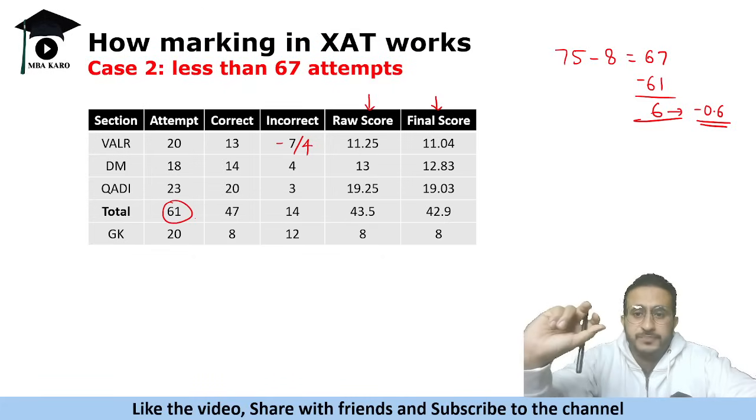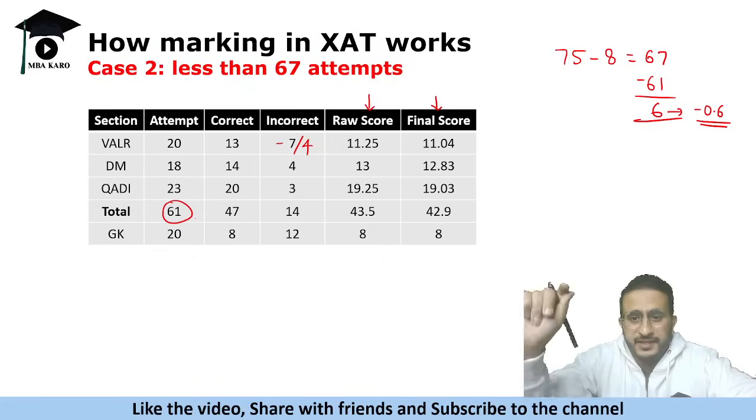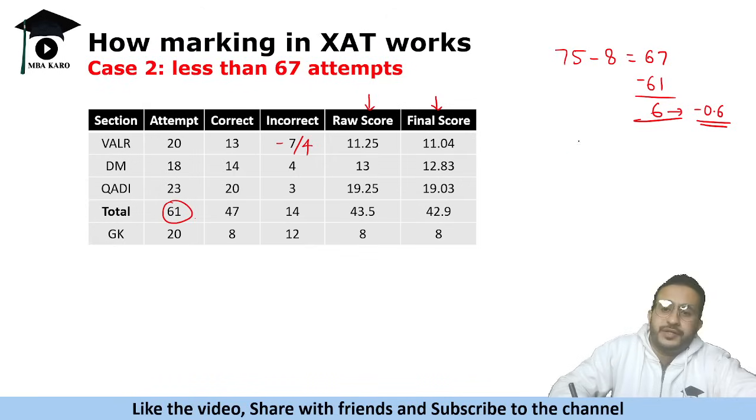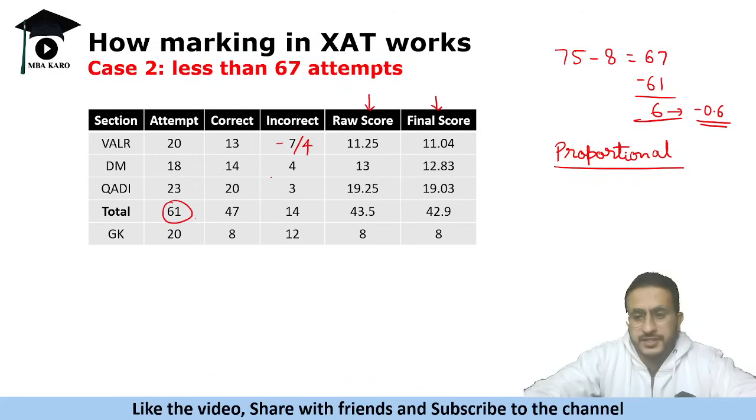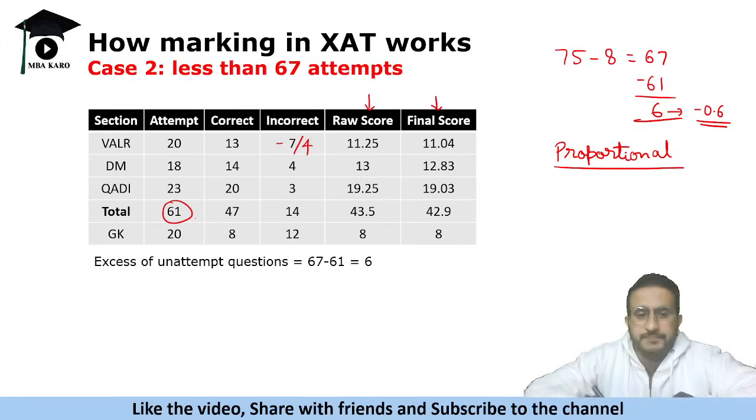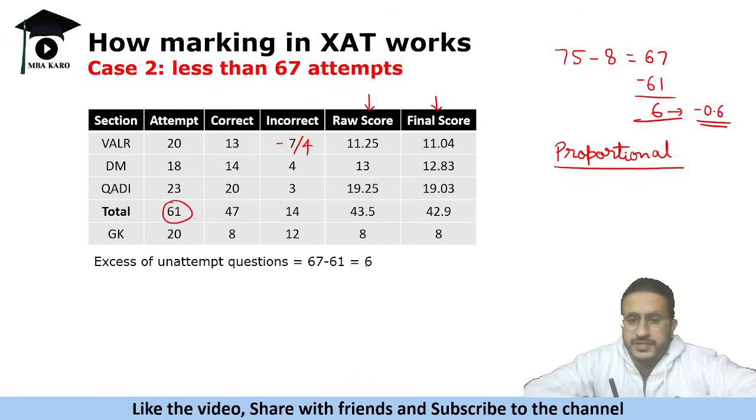Now, how is this minus 0.6 affected across the three sections? It is proportional to the number of questions in the sections. So let's do the math here. The excess of unattempted questions is 6 because 67 were allowed. One could attempt till 67, but he attempted only 61, so 6 questions extra. So for these 6 the person will lose minus 0.6 marks.